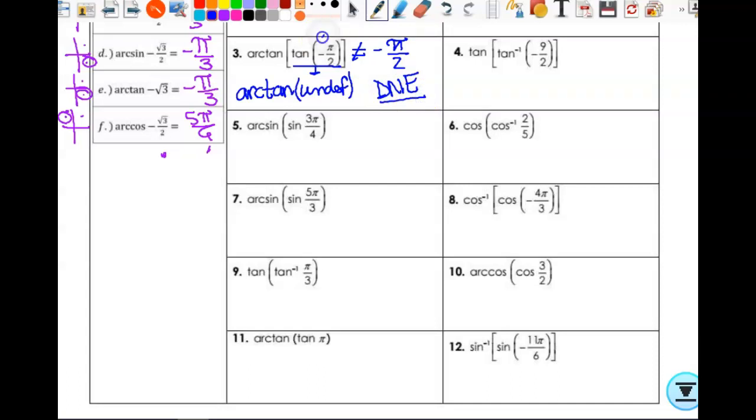Now, just because it doesn't equal like this doesn't mean that your answer does not exist, okay? It just means I can't do it that way. I've got to go figure out what my answer actually is, all right? Now, for a tangent of the tangent inverse of negative 9/2.